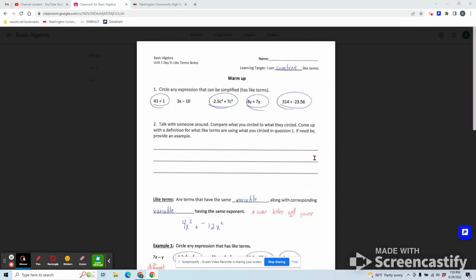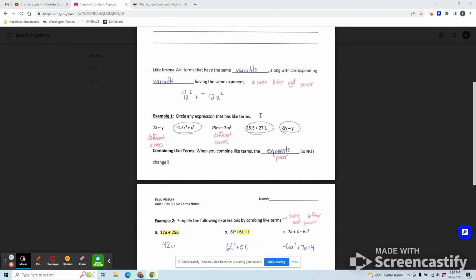Today we're going to learn about combining like terms. So this top part in the warm-up is just you seeing if you might know what a like term is already. So if you didn't circle any of those, not a big deal. I didn't teach you anything yet. All right, here's where we get into like terms.